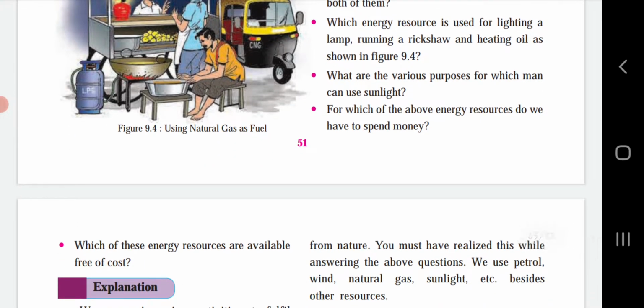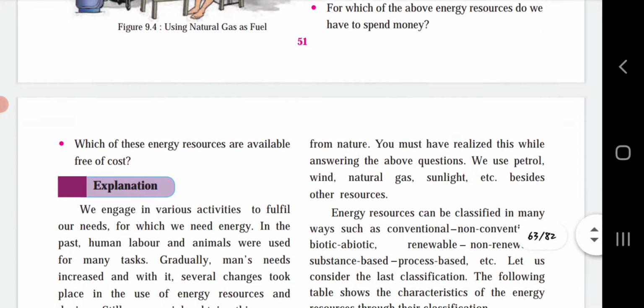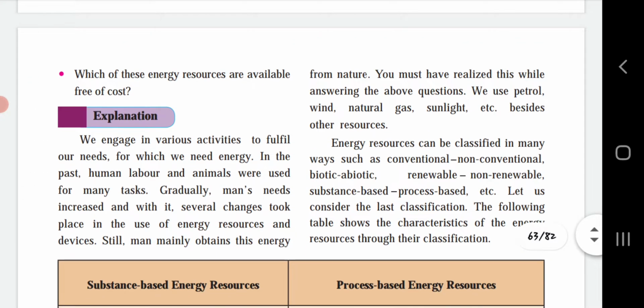For which of the above energy resources do we have to spend money? So here, we have to spend money for mineral oil and natural gas. Wind is free of cost because it is natural. Which of these energy resources are available free of cost? The energy resources like sun and wind are available free of cost.